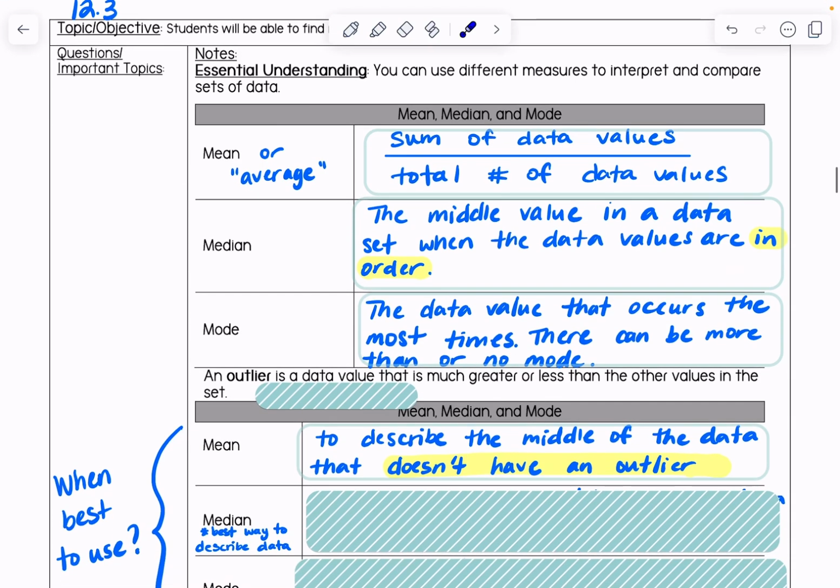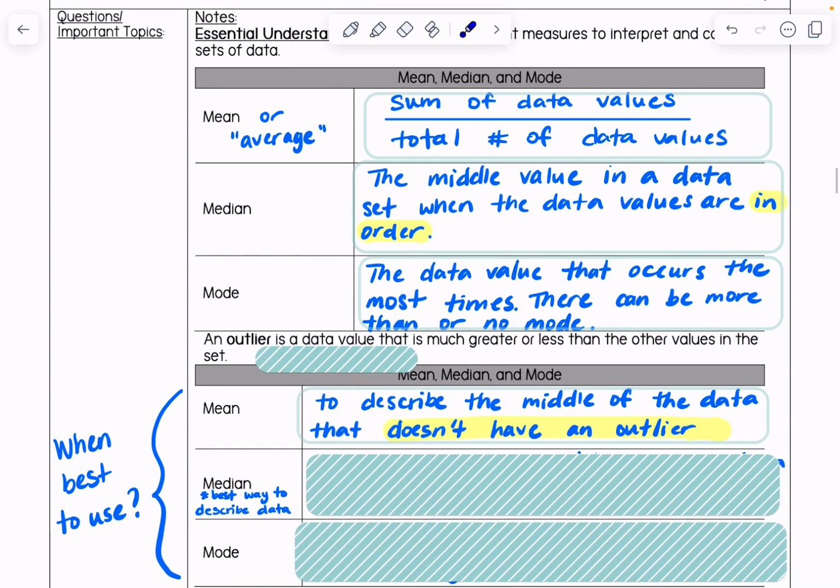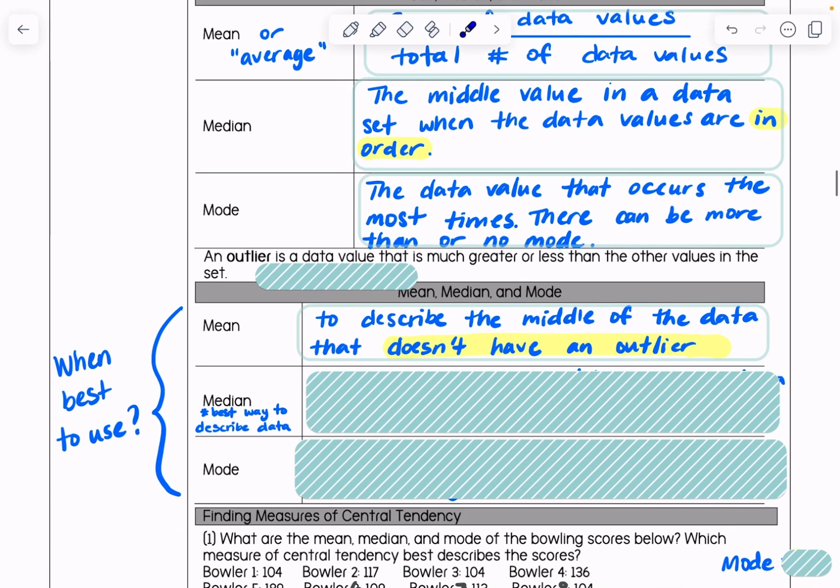There can be more than one mode or no mode. So it's just what number or numbers or qualitative data or words show up more than once. An outlier is a data value that is much greater or much less than the other values in the data set.